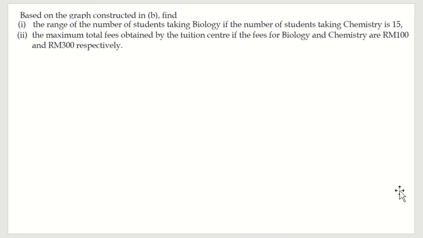Based on the graph constructed in part B, now we go to the last part. Based on the graph, you are asked to find the range of the number of students taking biology. Biology is x, and given that the number of students taking chemistry, y, is 15. So for this question C1, you base it on the graph.